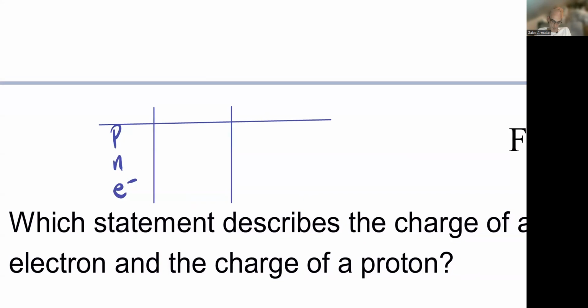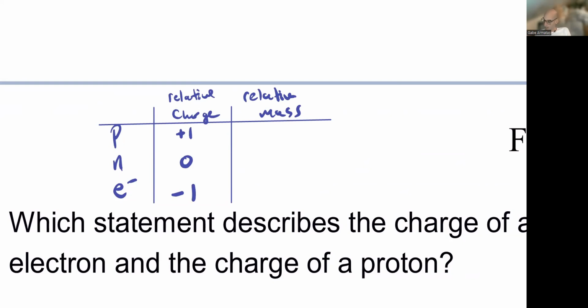So what I'm interested in is the relative charge and relative mass. A proton has a positive 1 charge. A neutron is neutral. And an electron has a -1 charge. There is a good balance there.